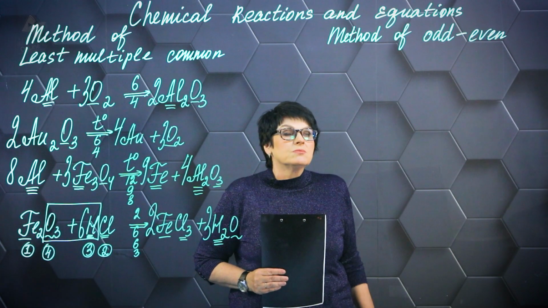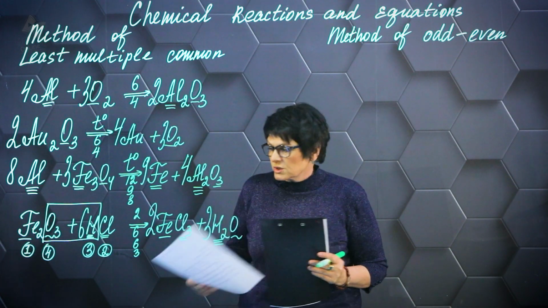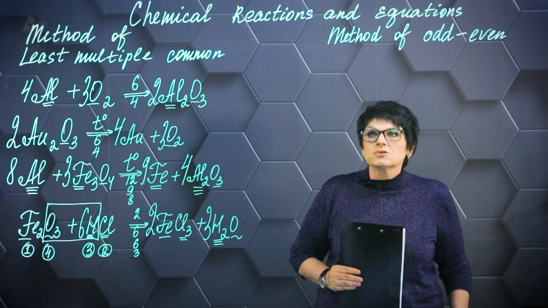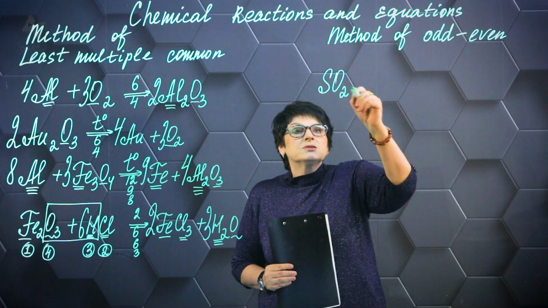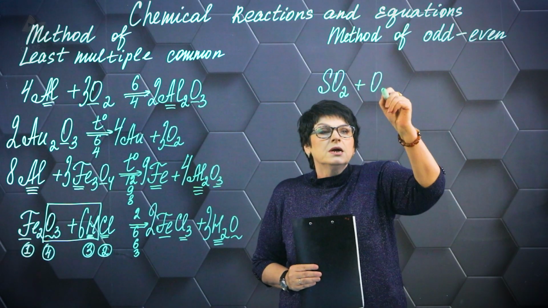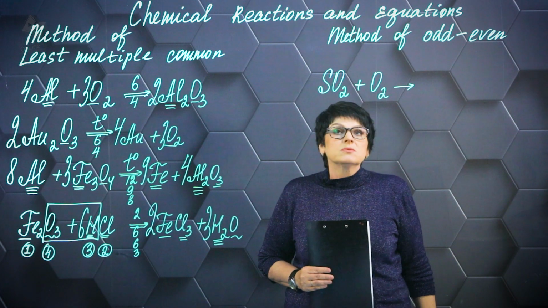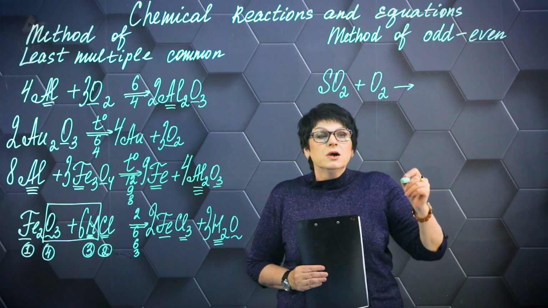Well, now what is this even-odd method? What type of method is this for equalizing, and in what scenario will this method work? Allow me to provide you with the following example. Okay, let's consider the interaction between sulfur oxide and oxygen. This reaction is very important because it's used as the second step in making the crucial sulfuric acid.